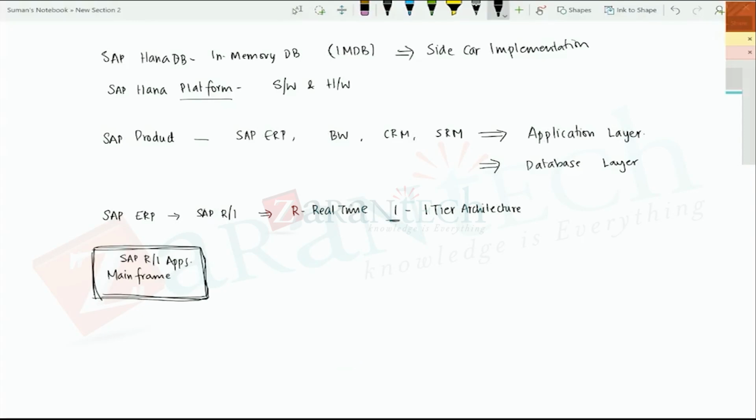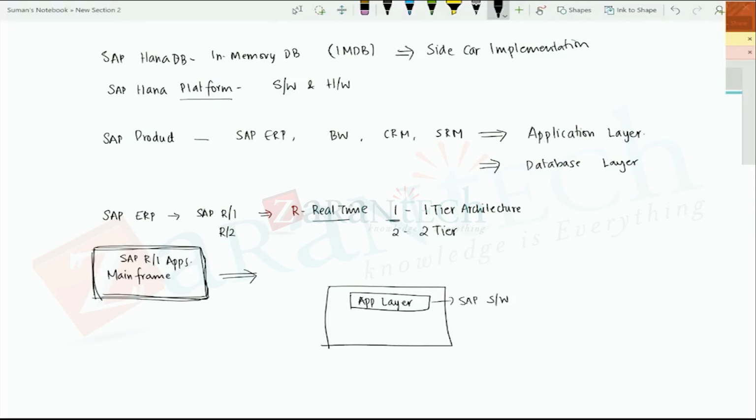So eventually, as days and years progressed, SAP moved on to a newer version called R2. R still stands for real time. 2 stands for two-tier architecture. So they said, I don't want to work with a mainframe system anymore. I'm moving to a two-layered system. What is that? I have one system which contains an application layer. Think of the application layer as your SAP software. And then an underlying database. This database could be any traditional database like SQL Server or Oracle.